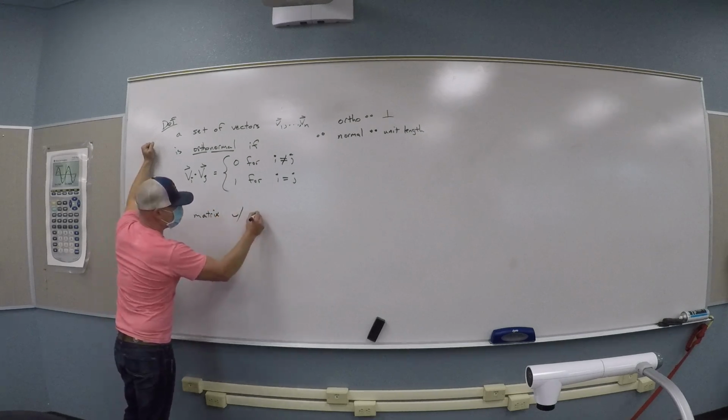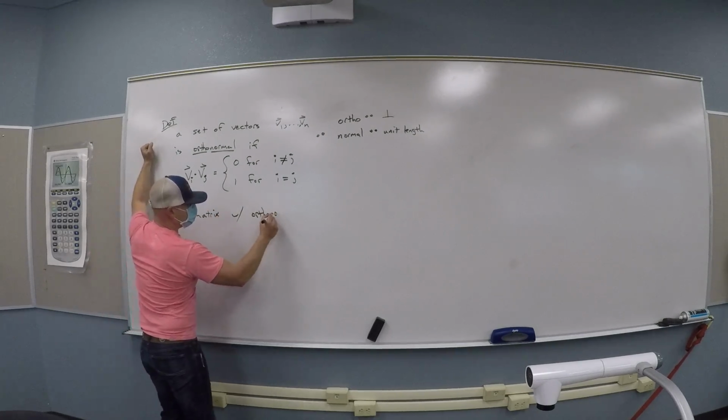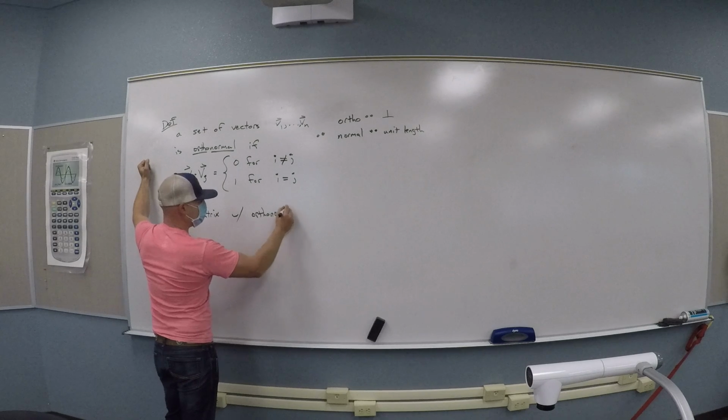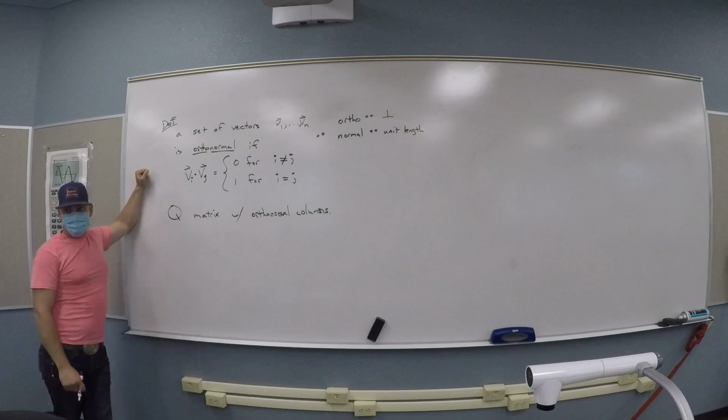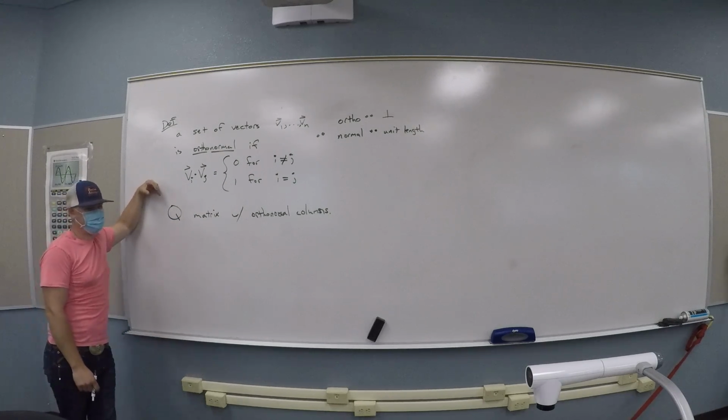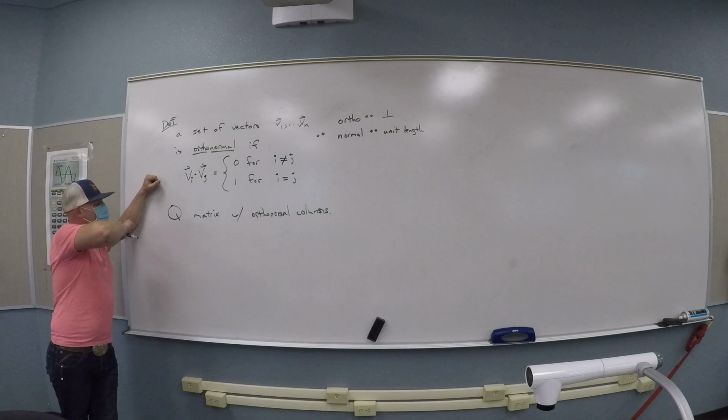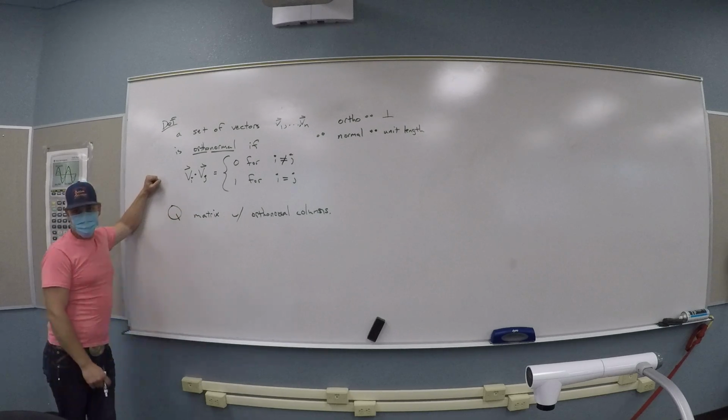with orthonormal, can't spell, columns. Still can't spell, jeez. Alright, Wordle's a real trial. Alright, so I have a matrix with orthonormal columns.